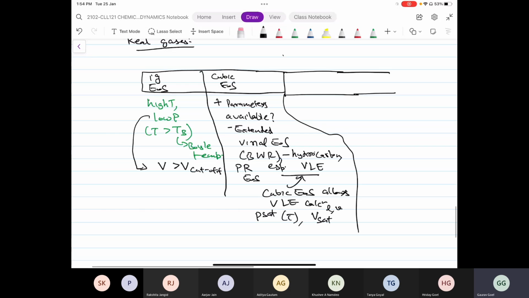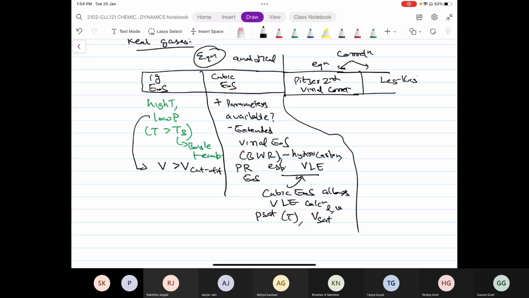Besides these equations, we have correlations. These are your so-called analytical equations. Other is your correlations. And again, your correlations are in two forms. One correlation is in the form of an equation, which is the Pitzer second virial correlation. And the other correlations are in terms of tables, the Lee Kesler correlations. Okay, so now both of these are actually related to each other. So the validity is actually similar, except for the PT range.